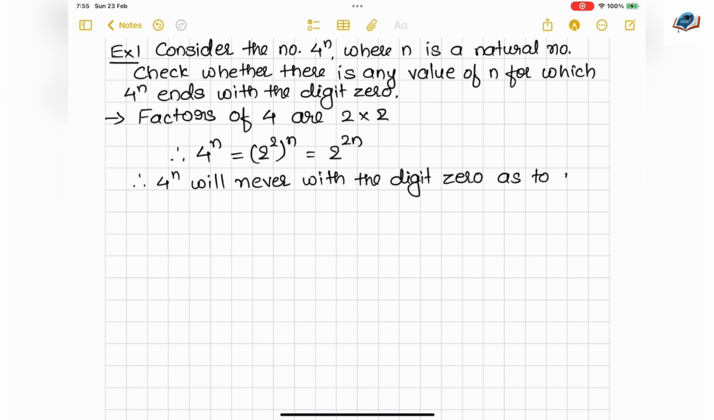as to get 0 we need 2 and 5 in the factors of the number.